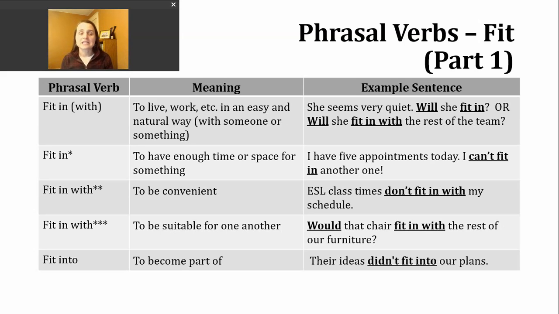Another phrasal verb we're going to take a look at is fit into. It means to become part of. Let's look at an example sentence. Their ideas didn't fit into our plans. So their ideas did not become part of the plan that was implemented or submitted in this example sentence.